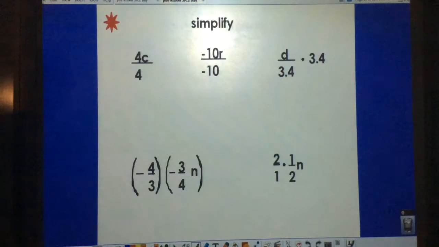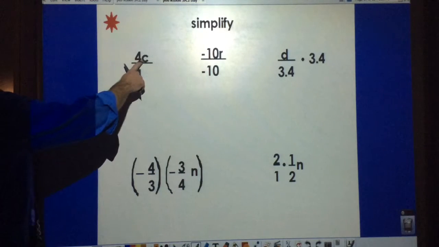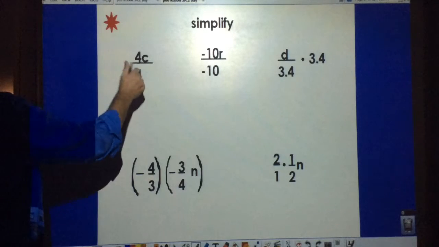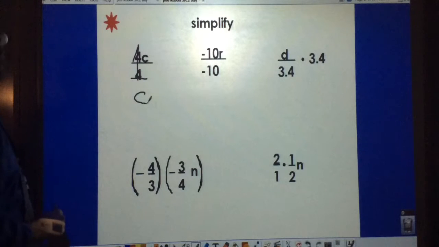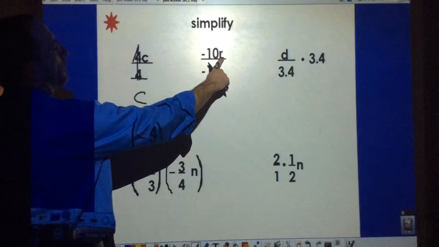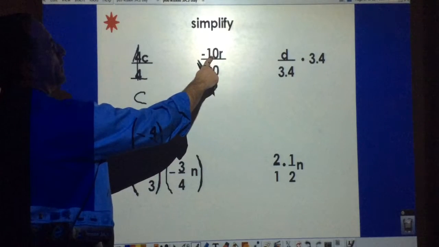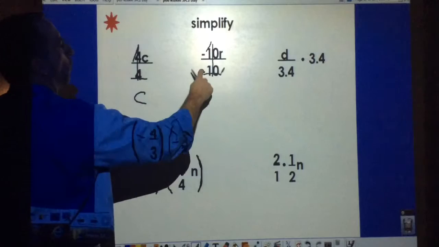if I take a number that's multiplied by C and divide it by that same number, what's C? Any number divided by itself, if you create a 1, is 1. So here we have R. It's being multiplied by negative 10. If we divide it by that same number, we get a positive 1, and 1 times R is R.